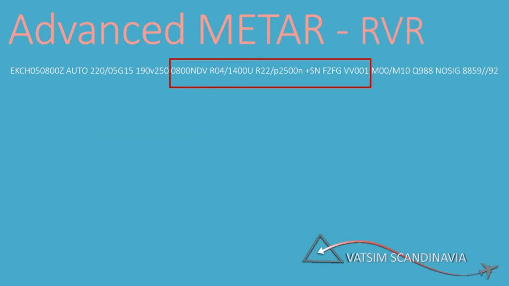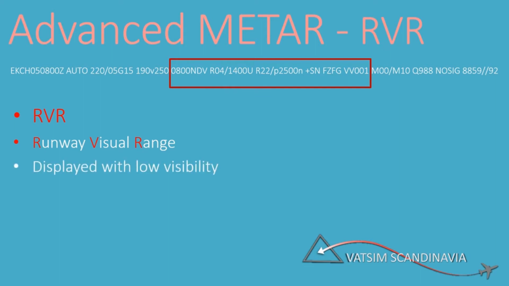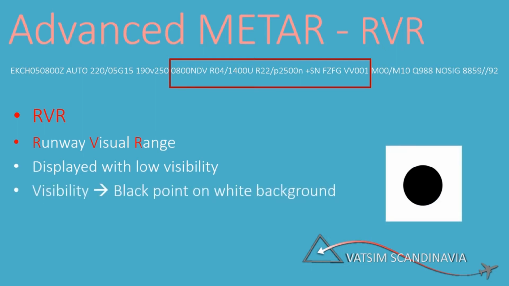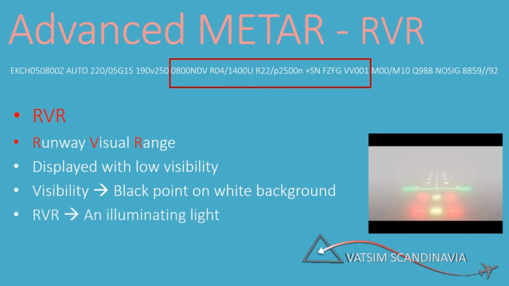Now, in addition to the visibility, you will get to learn a new term here, which is called RVR. This means runway visual range. And RVR is related to visibility, but it's kind of a different visibility. It's normally displayed when you have low visibility, and then this RVR will be measured, which is what is really needed for the pilots. Do you remember earlier when we talked about that visibility was a black spot on a white background? Now, RVR is for how far away you can see runway lights. And this is really what a pilot needs to see in order to land in low visibility.